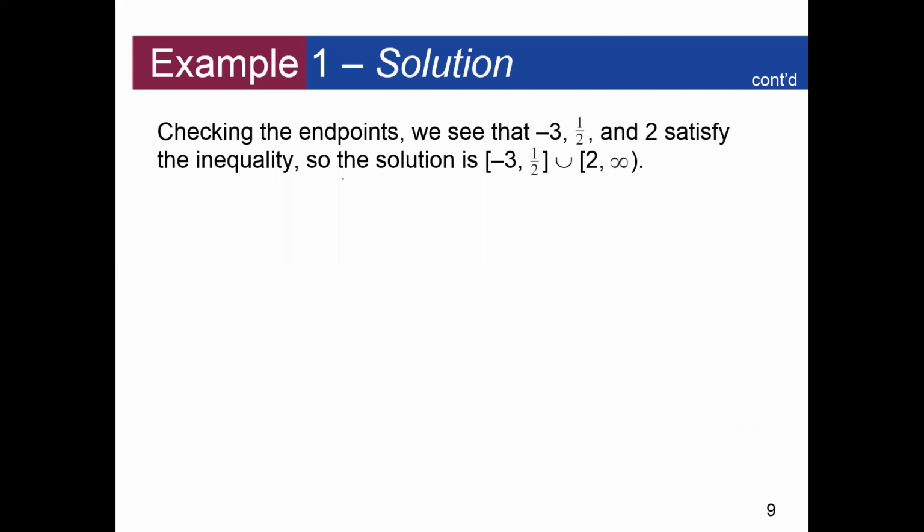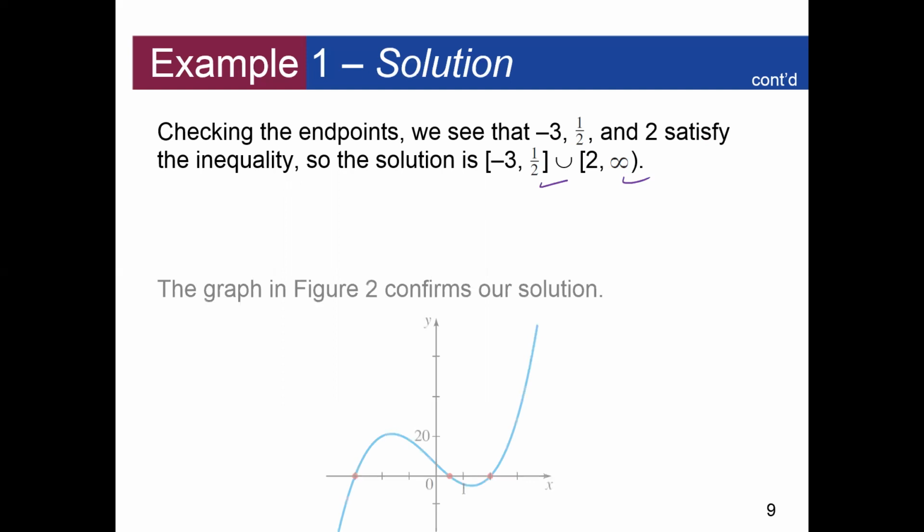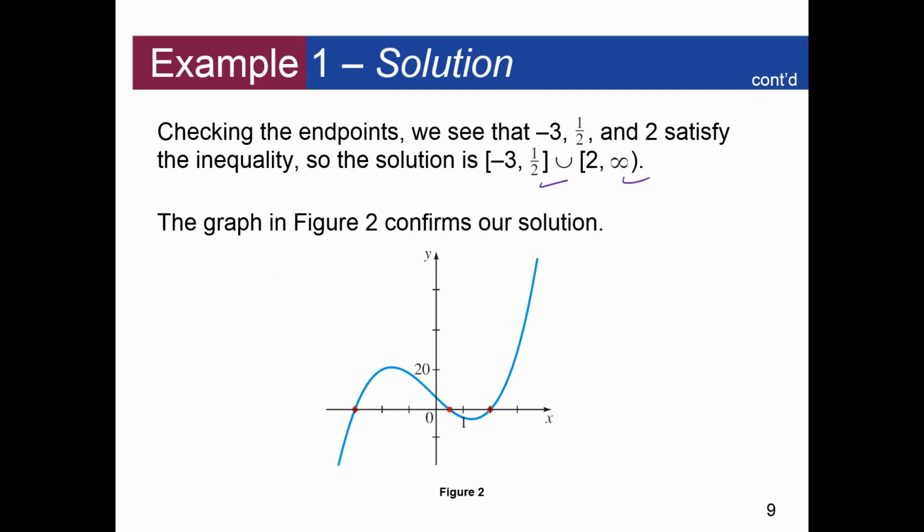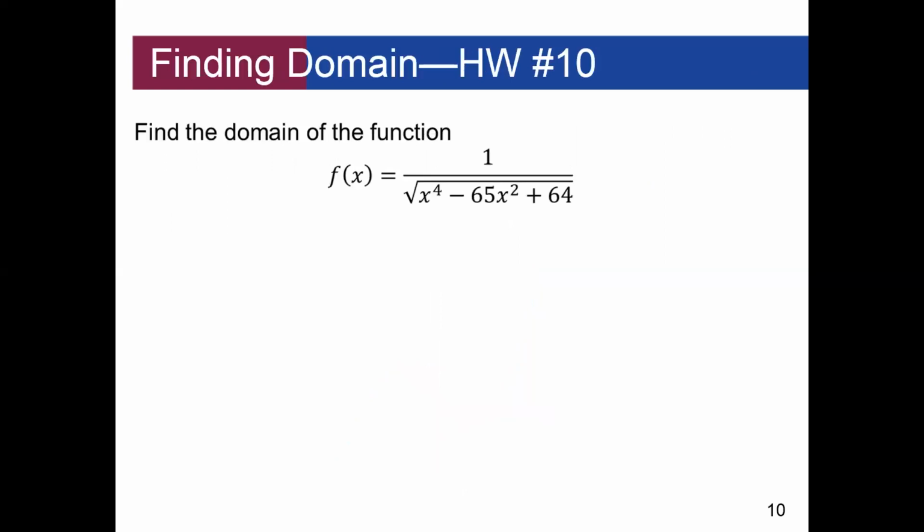Therefore, for the endpoints, we see that -3, 1/2, and 2 satisfy all the inequalities. So we go to brackets: -3 to 1/2 bracket, and then 2 to positive infinity. Okay, so that gives us the solution to the inequality that we started off in class. Now we can grab this from the graph as I showed you earlier on. This actually confirms our solution. The portions that are above the x-axis.